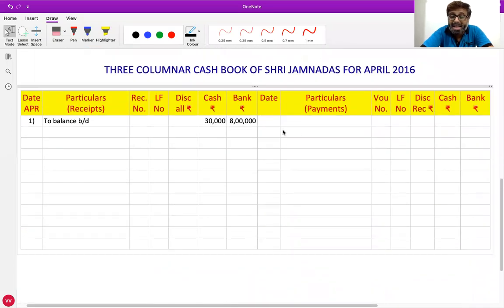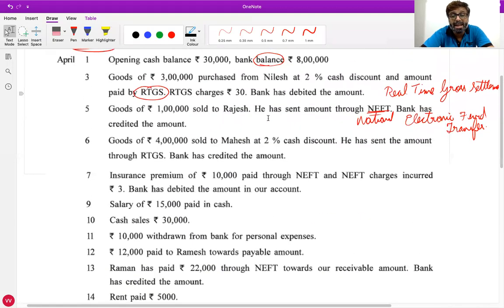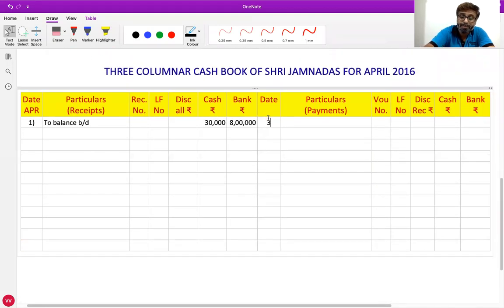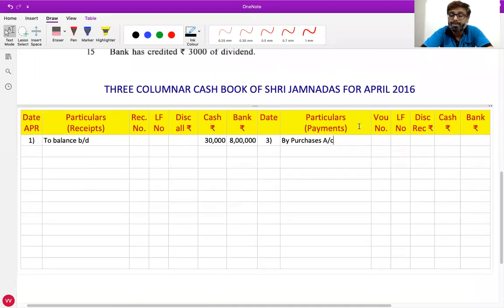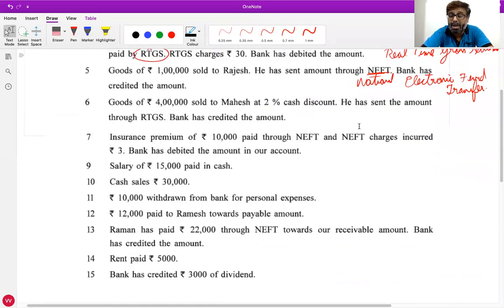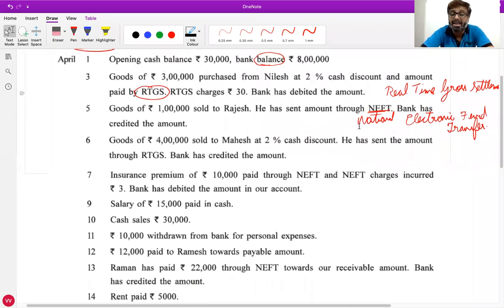Now to bank, to cash discount means we will write on the credit side. Bank and cash discount are credited, which means in the cash book we will write on the credit side. What is the date? 3. What is the name of the opposite account? By purchases account. Opposite to bank and cash discount, what is the name of the account? Purchase account. Did you all understand this?